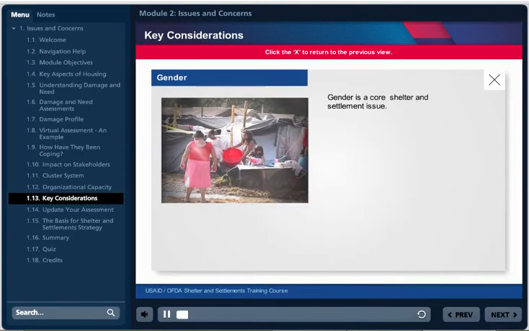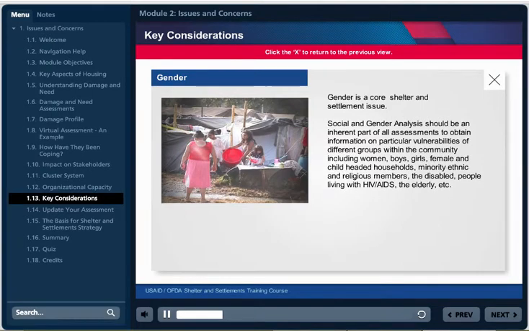Gender is a core shelter and settlement issue. Social and gender analysis should be an inherent part of all assessments to obtain information on particular vulnerabilities of different groups within the community, including women, boys, girls, female and child-headed households, minority, ethnic, and religious members, the disabled, people living with HIV or AIDS, the elderly, etc.